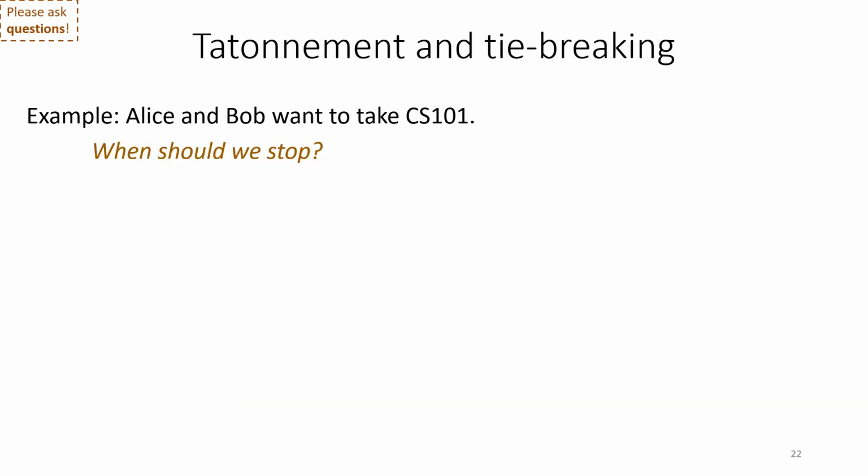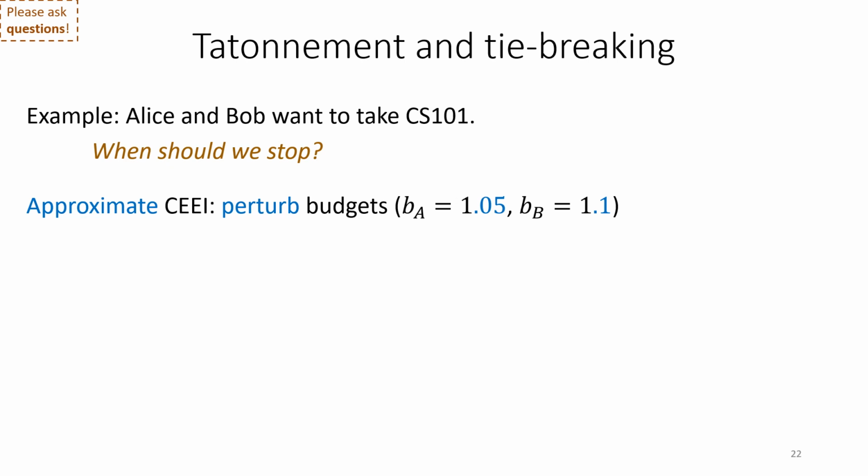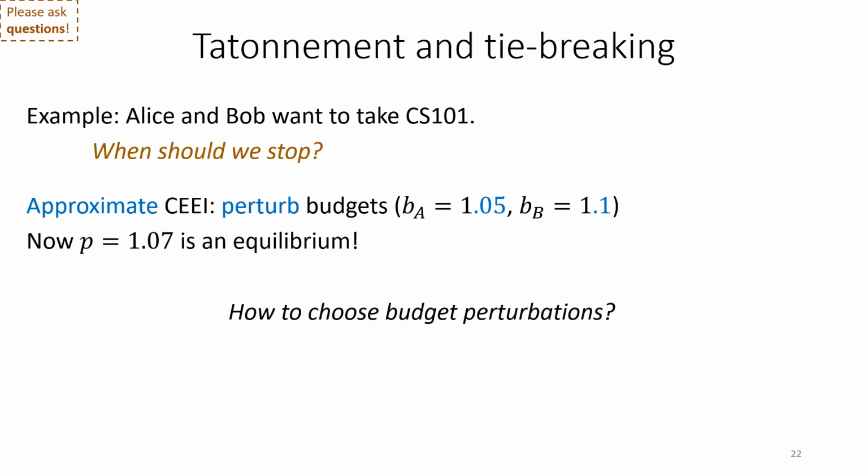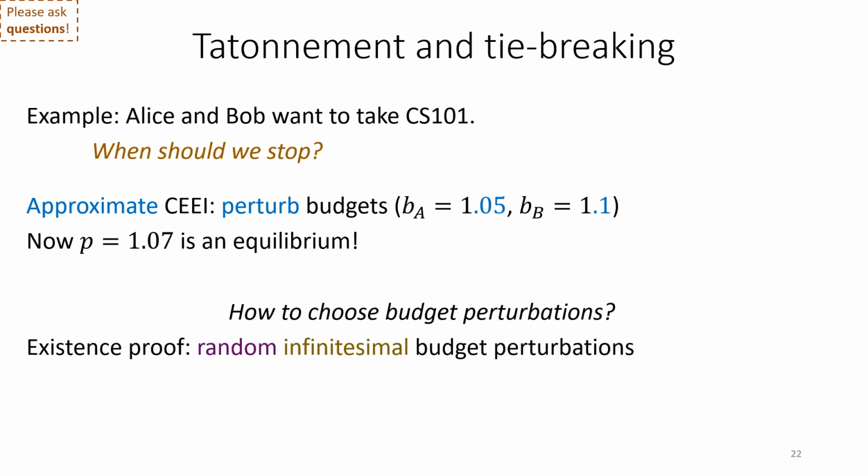Recall in the definition of A-CEEI, we are allowed to perturb the budget. For example, we can assign Alice a budget of 1.05 and Bob a budget of 1.1. Now, when the price is 1.07, we find an equilibrium. So now the question becomes, how should we choose budget perturbations?